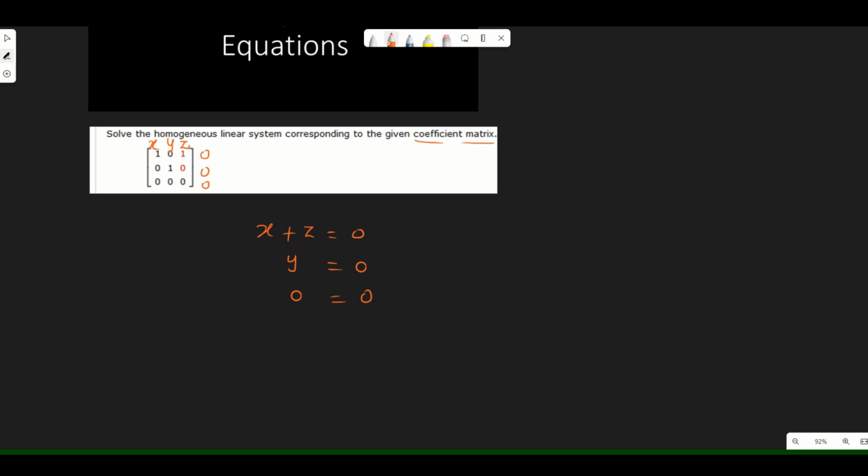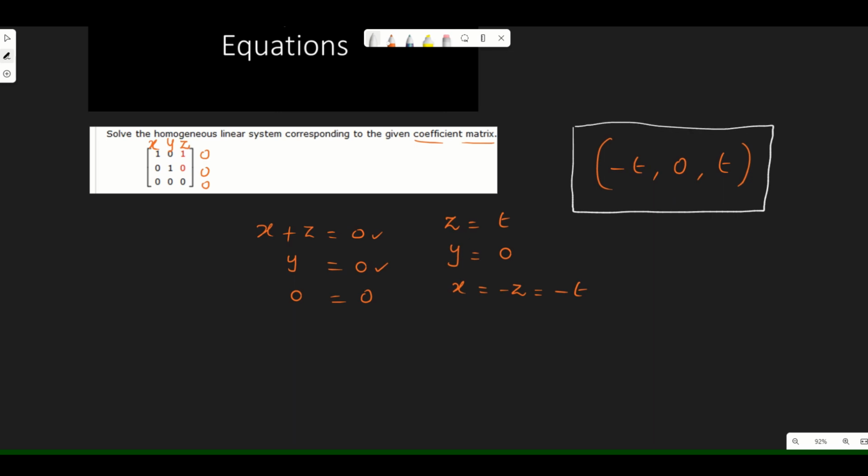So take the lowest value, take from the bottom. So the z value can be taken as a parameter t. If z is t and already y is 0, no need to change anything there. From this equation y is 0. In the first equation I have x equal to negative z, which is negative t. So I get the solution where the x value is negative t, y value is 0 and the z value is t. So this is the solution for the given system of homogeneous equations.